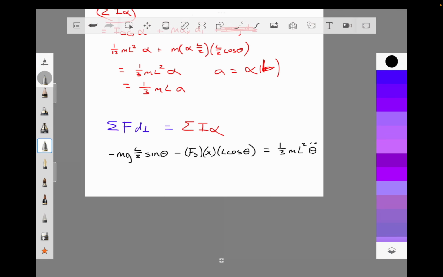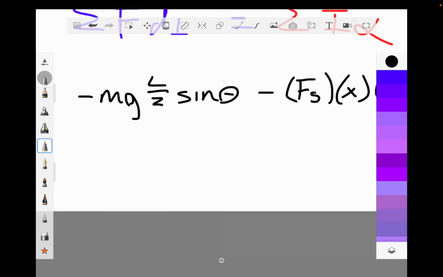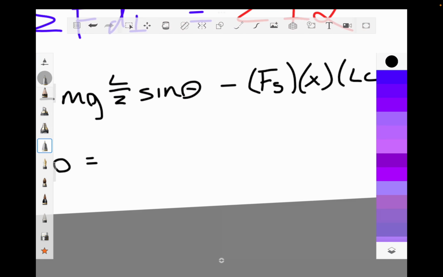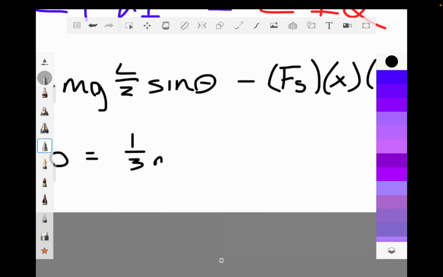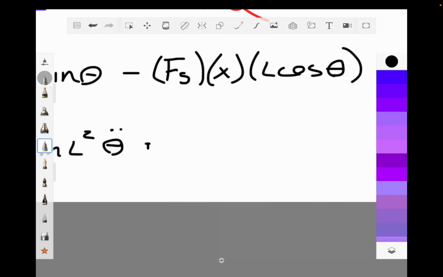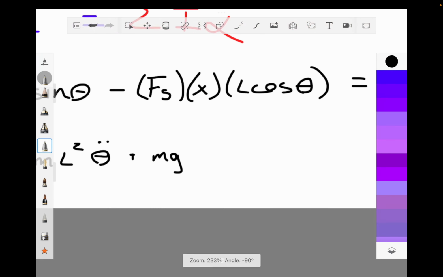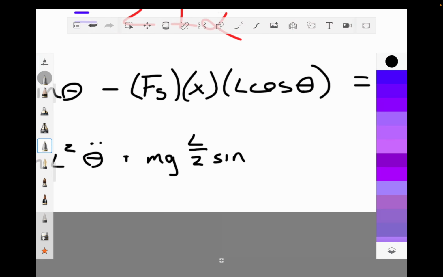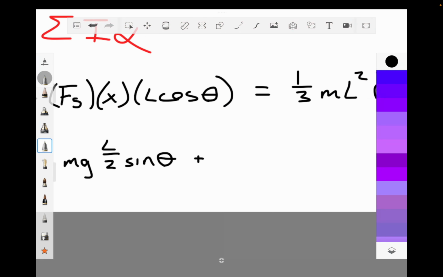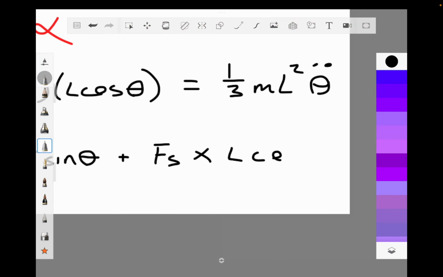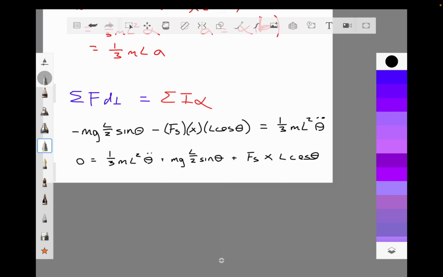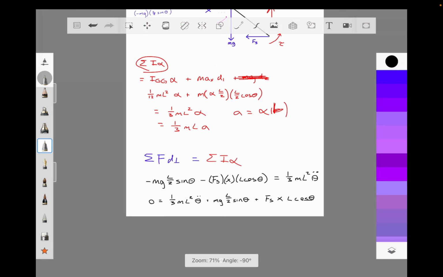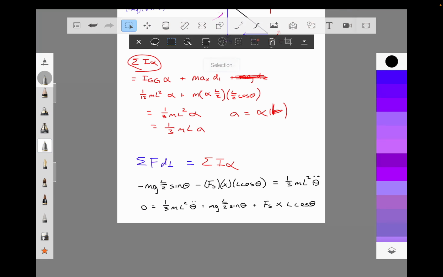Now, let's put this all to one side, so you get 0 equals 1/3 ml squared theta double dot plus mg L over 2 sine theta, plus fs times x L cosine theta. This would be kind of a finished problem, but there's ways we could simplify this, as I said before.